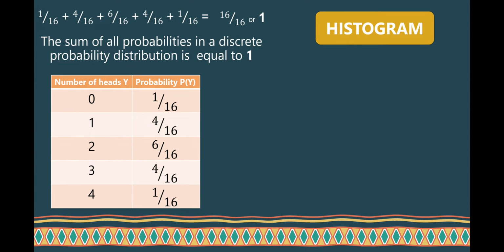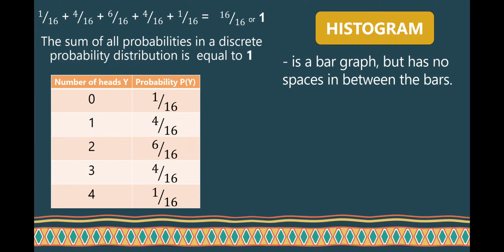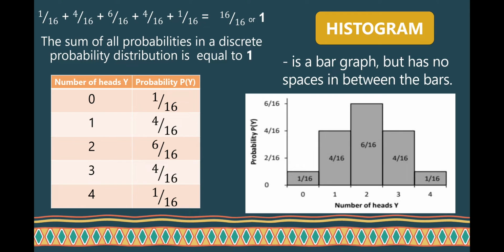And to make a histogram, wherein a histogram is a bar graph but has no spaces in between the bars. So we have here the histogram. For the horizontal line, we have the number of heads, which is y, which is 0, 1, 2, 3, 4. And for the vertical line, we have the probability P of y, that is 1 over 16, 4 over 16, and 6 over 16.